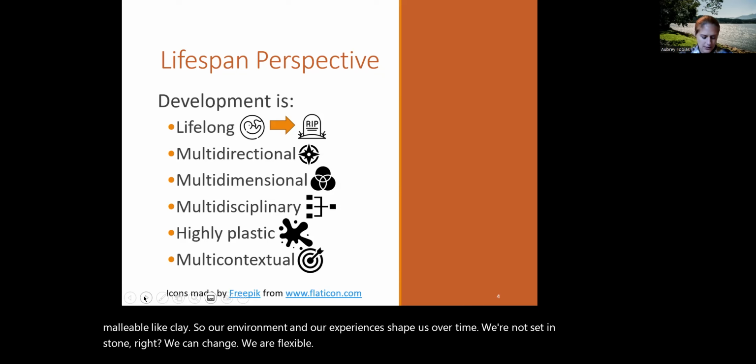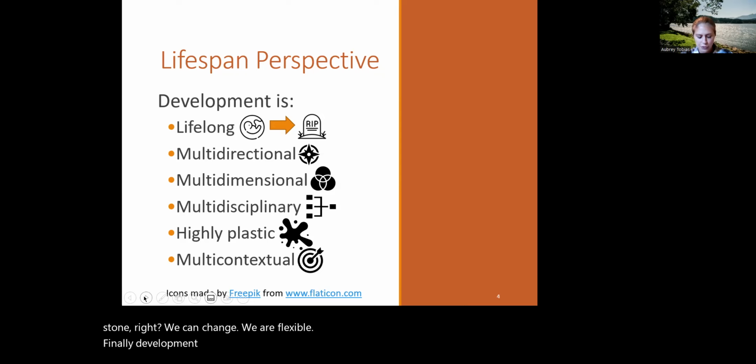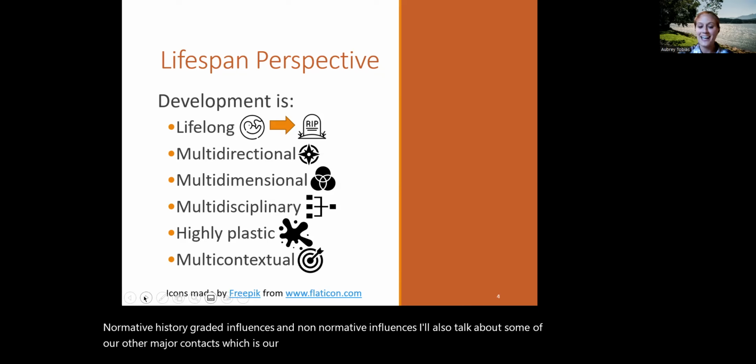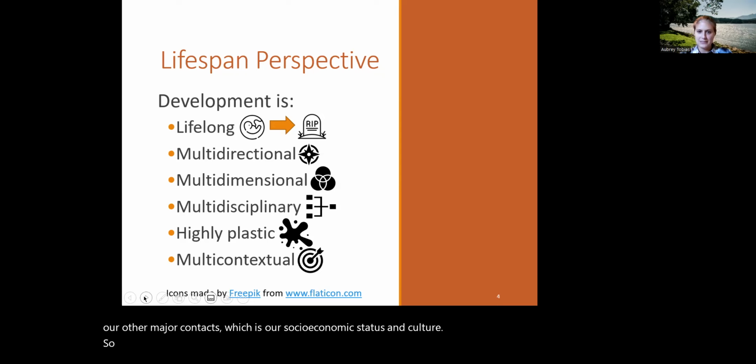Finally, development is multi-contextual. This means that many contexts influence our development. Our three major contextual influences are normative age-graded influences, normative history-graded influences, and non-normative influences. I'll also talk about some of our other major contexts, which is our socioeconomic status and culture. So first off, those influences.